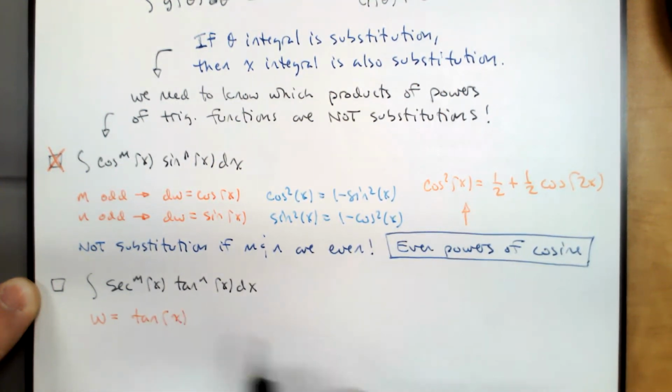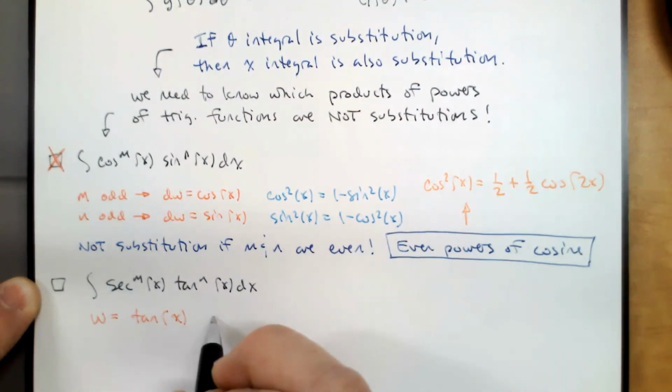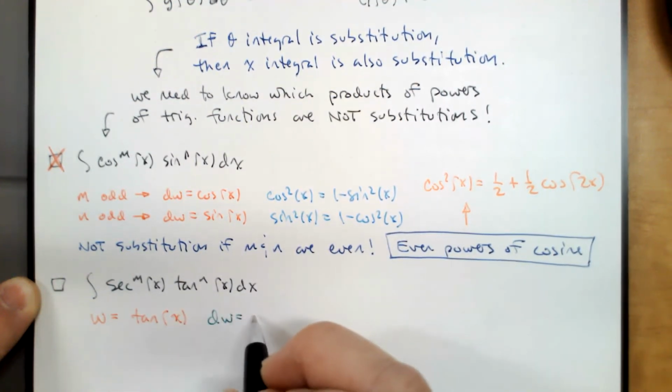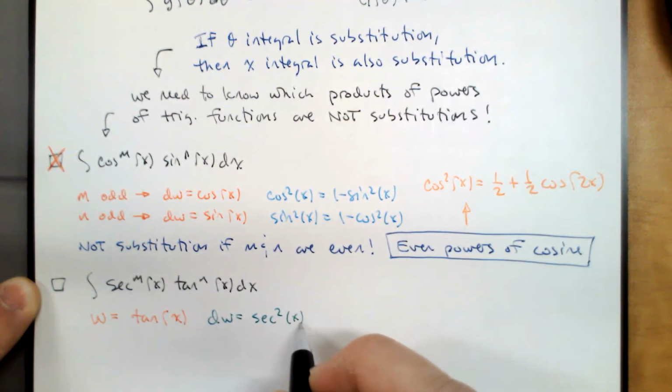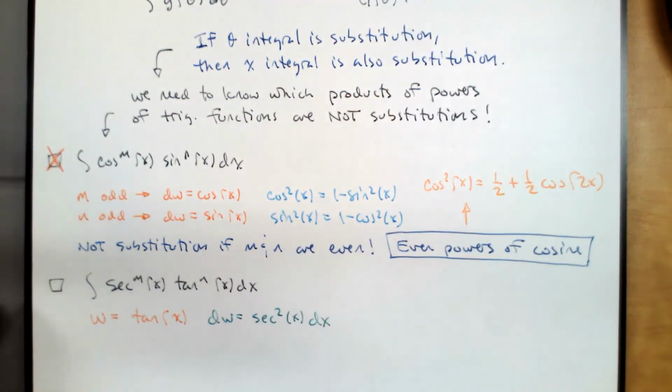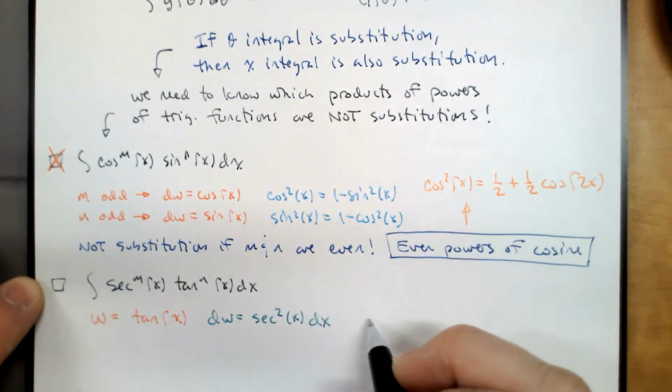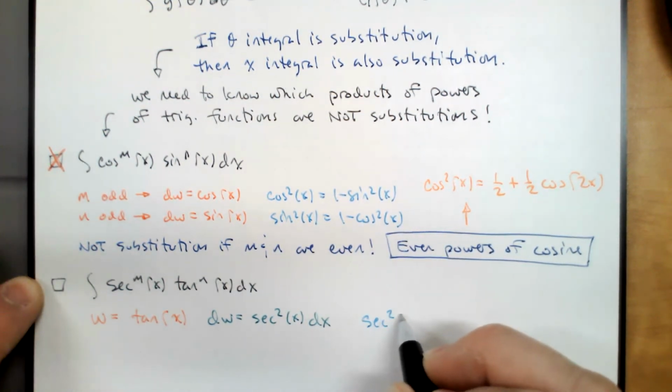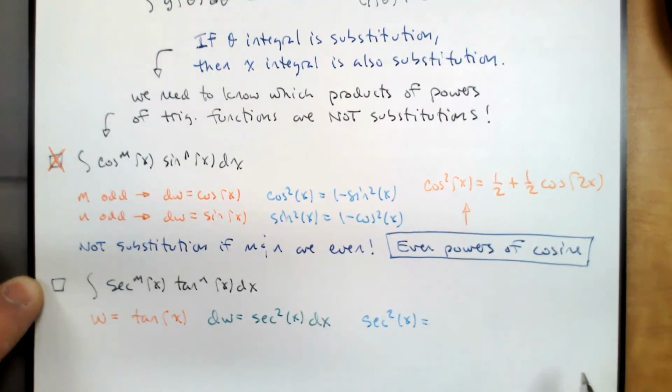then for dw, this is the thing that we need. I need secant squared x, but any other secants have to be converted into tangents, but they only get converted in pairs. Otherwise, for our purposes, it just gets too messy because we start introducing square roots. So the other secants get replaced with tangents.